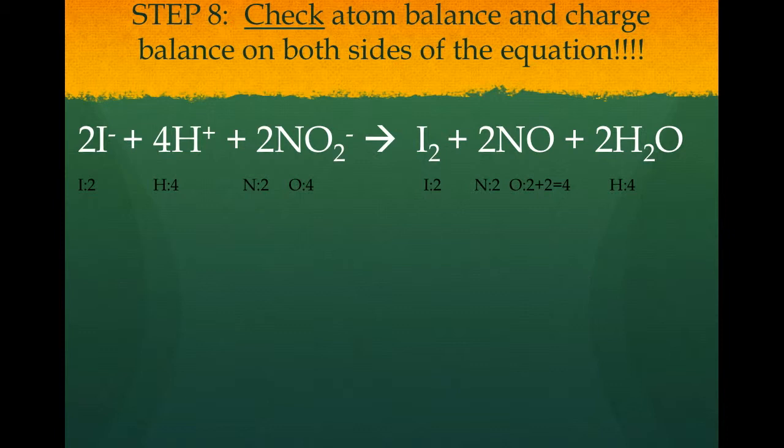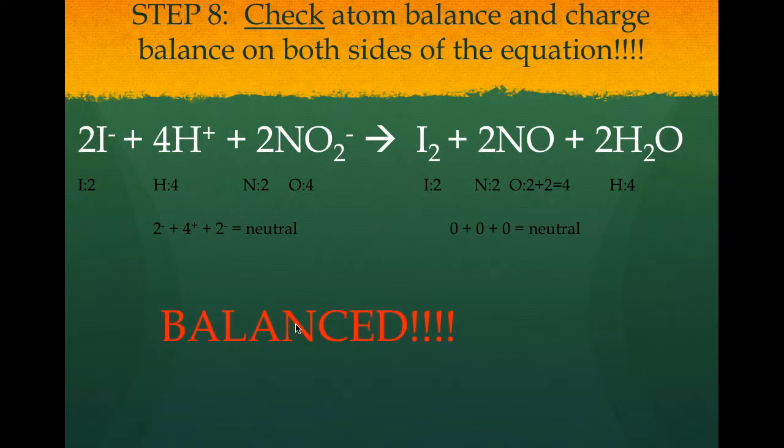The last thing we have to check is the charge. So on this side, we have 2 minus, 4 plus, and 2 minus. So 2 minus plus 4 plus 2 minus is neutral. And then on this side, we have neutral, neutral, neutral. And now we are the same on both sides. So we are balanced. All right.